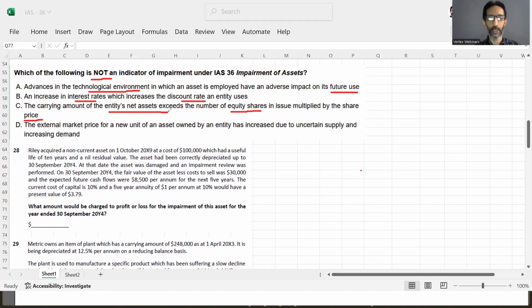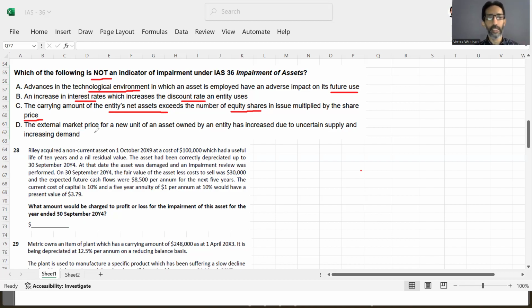So this clearly shows that the value of the business is less, and the assets that we have kept at the carrying amount in the statement of financial position have a higher value, clearly indicating that there's an impairment of the assets. So the first three are indicating impairment. Clearly, the last one is going to be the answer. Let's look at this.